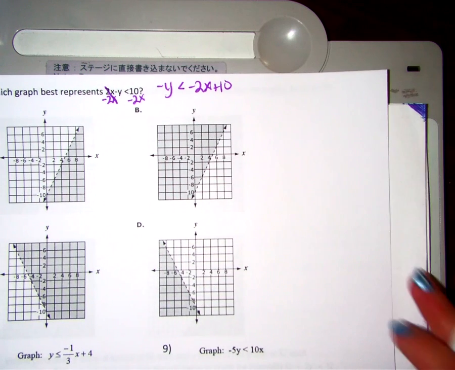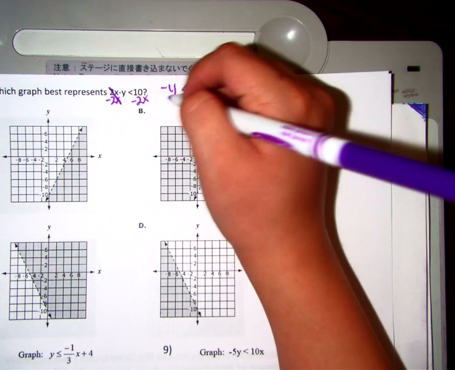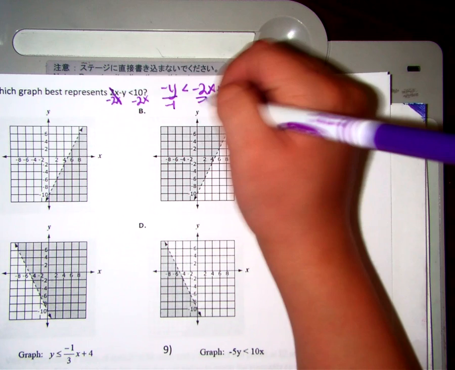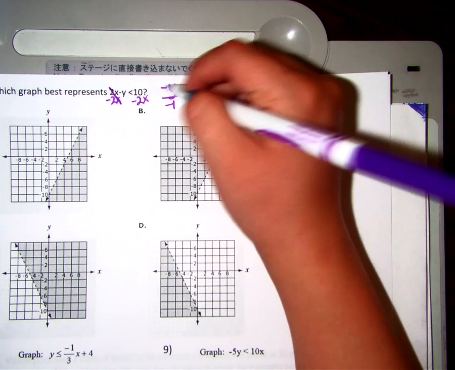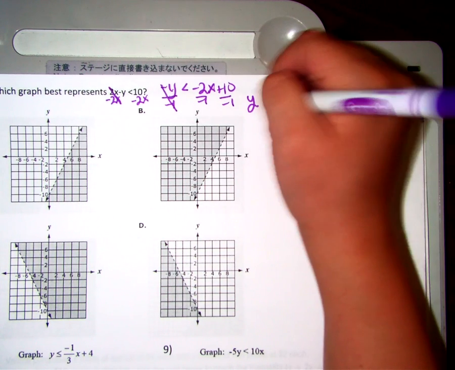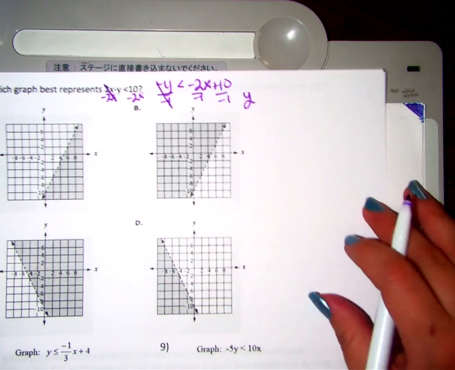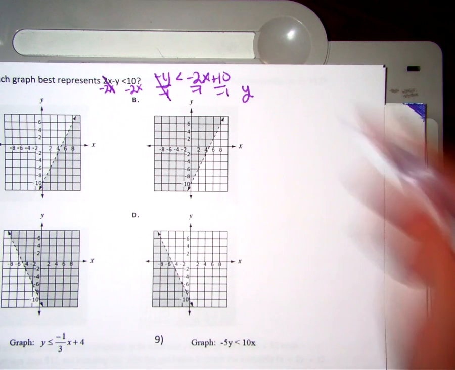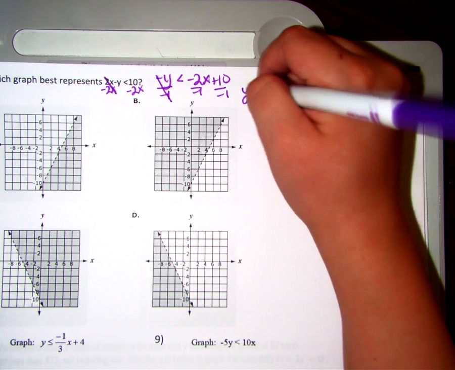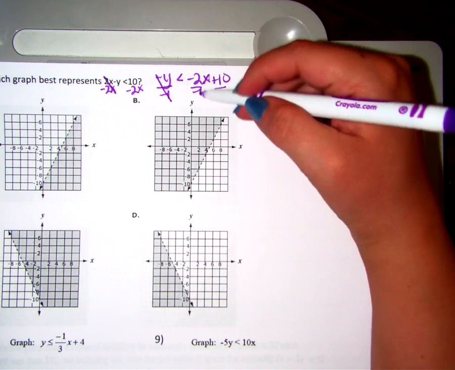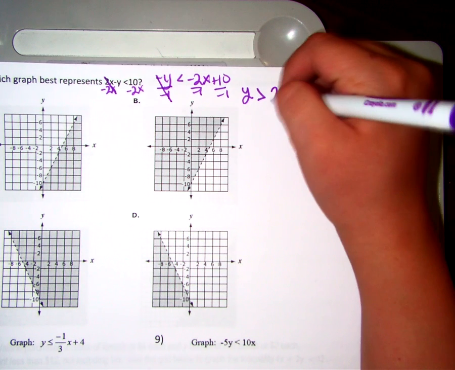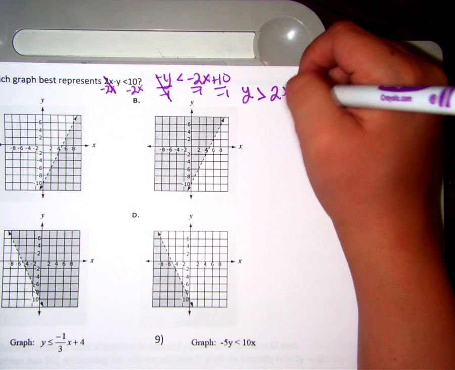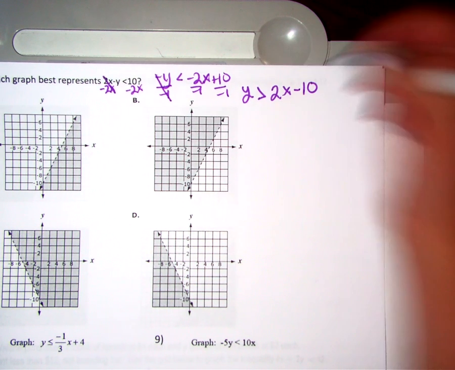Now from here, I want my y by itself. So I'm going to divide everything by negative 1. That way I have a positive y. But since I divide it by a negative number, my inequality flips. Two negatives right here are going to give me a positive 2x. A negative and a positive give me a negative 10.